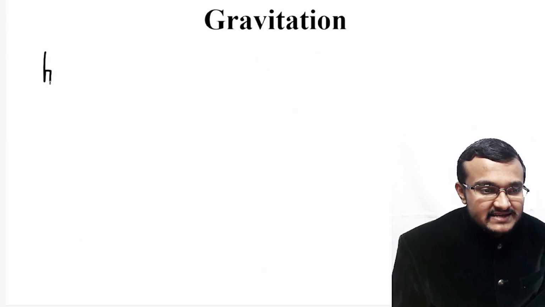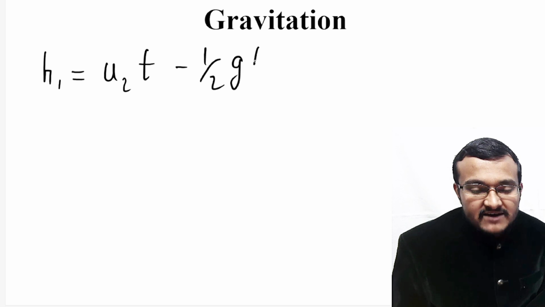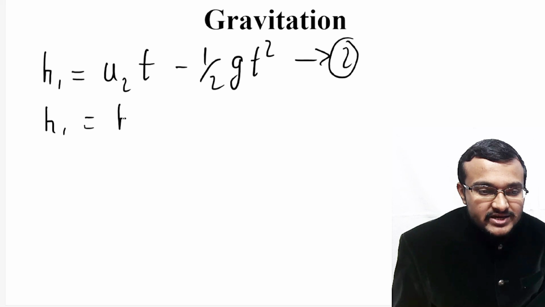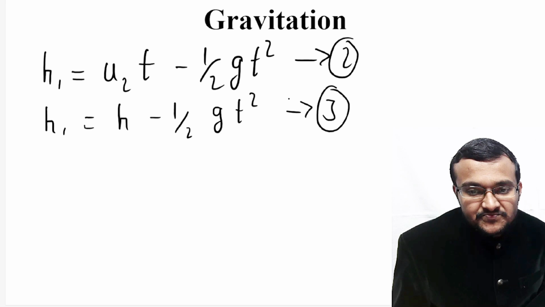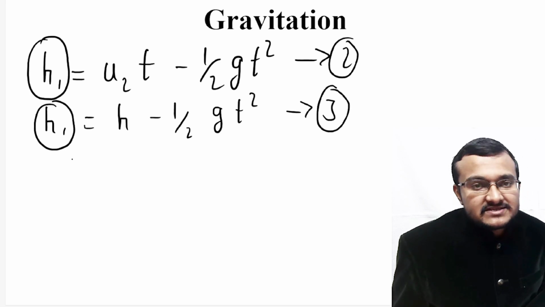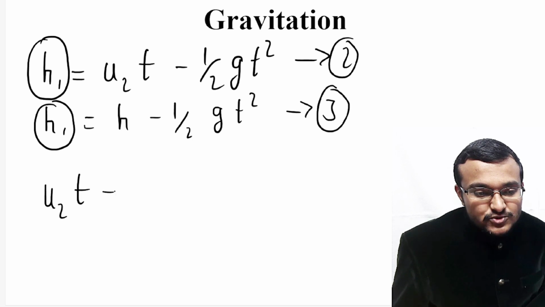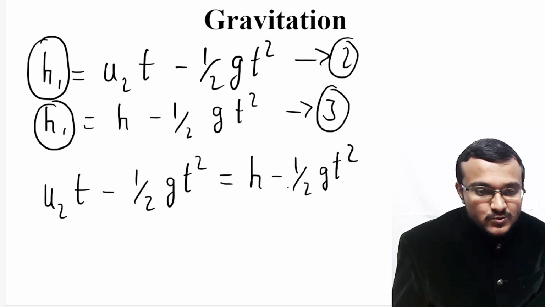So now we have h1 is equal to u2t minus half gt square as equation 2, and h1 is equal to h minus half gt square as equation 3. If you compare equation 2 and equation 3, you have h1 and h1 on the LHS. So LHS and LHS are equal, so RHS should also be equal. That means u2t minus half gt square is equal to h minus half gt square.